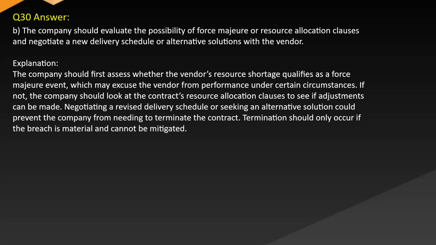If not, the company should look at the contract's resource allocation clauses to see if adjustments can be made. Negotiating a revised delivery schedule or seeking an alternative solution could prevent the company from needing to terminate the contract. Termination should only occur if the breach is material and cannot be mitigated.